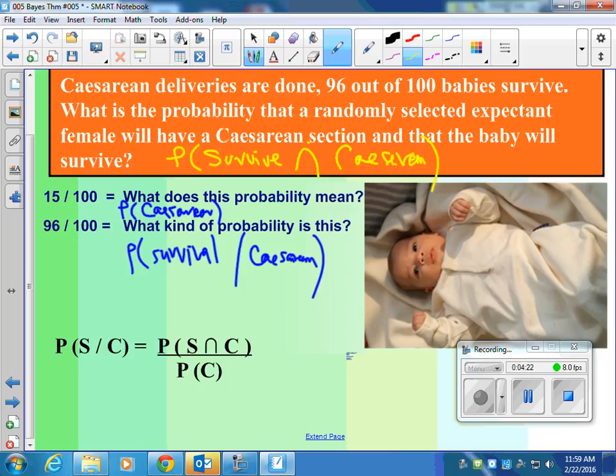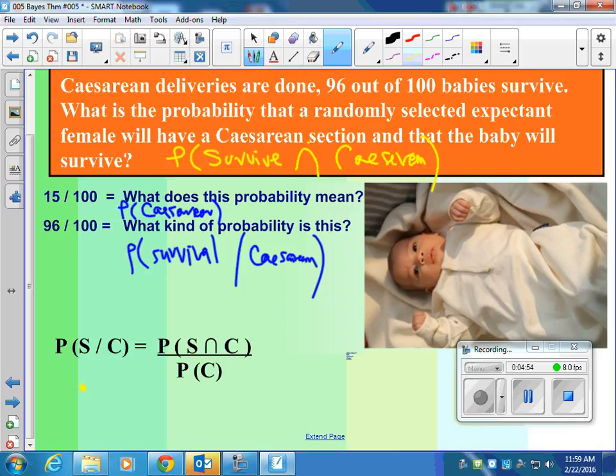Let's use a little logic here. If it's 15% cesarean and 96% of those are going to be surviving, do you think it's going to be more or less than 15%? You have 15% of all the babies are cesarean, and of those, 96% survive. Do you think that's going to be more or less than 15? A little less, isn't it? It's going to be somewhere between 14 and 15, wouldn't you think? Okay, so let's see.